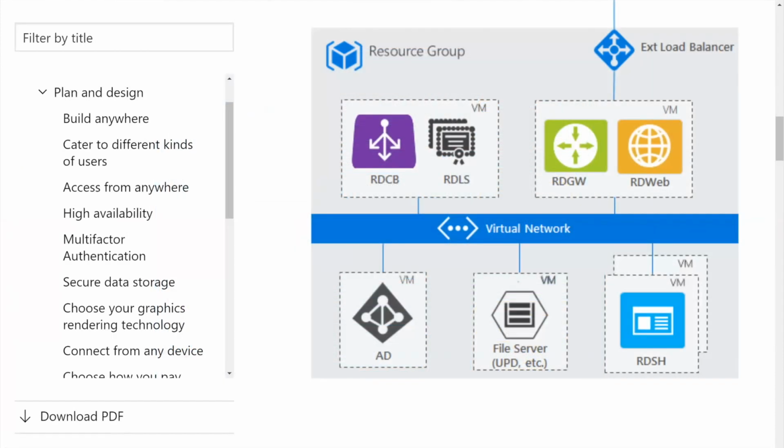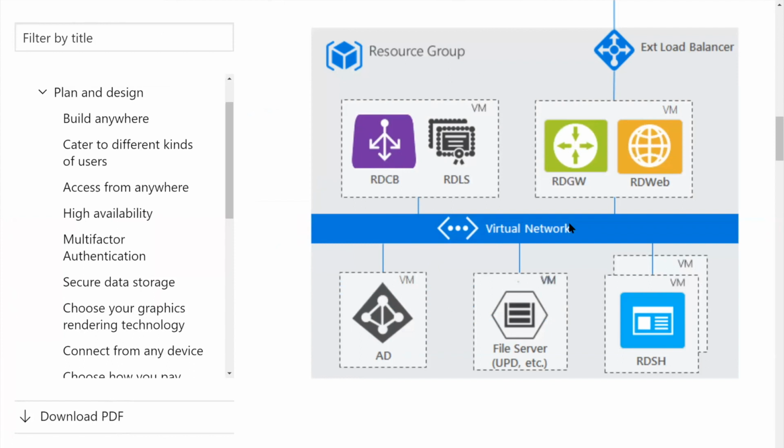So then let's move on to the other roles. The other really critical component of all this is Active Directory. Active Directory is what is authenticating everything. So the RD Gateway authenticates users against Active Directory before even passing the connection through.